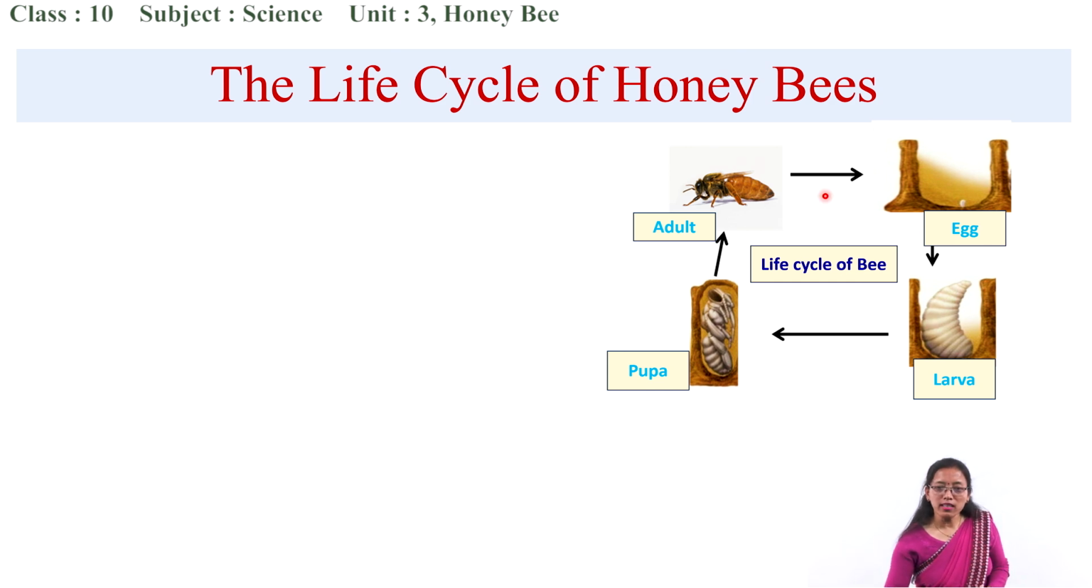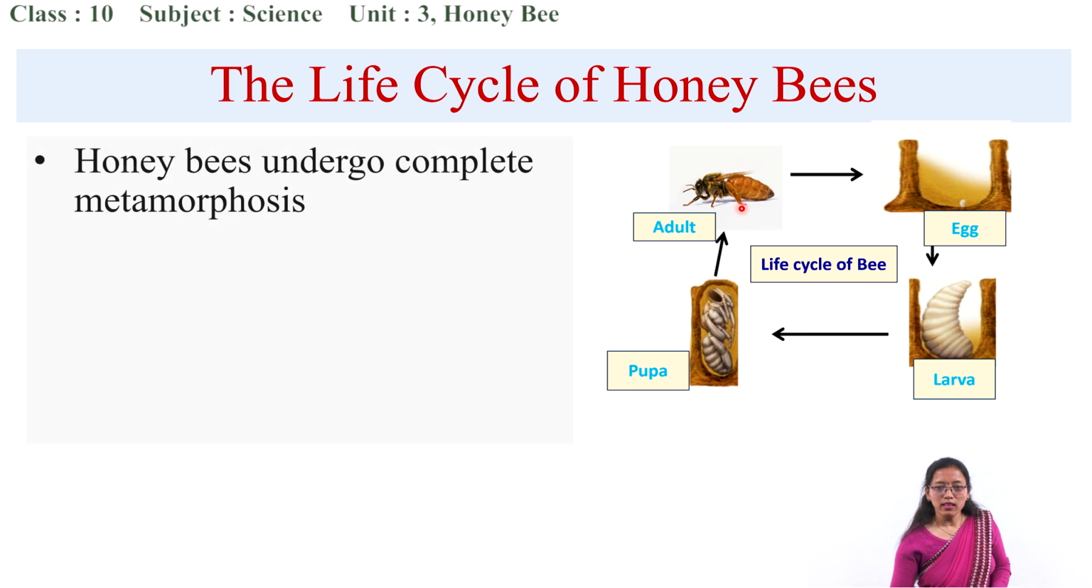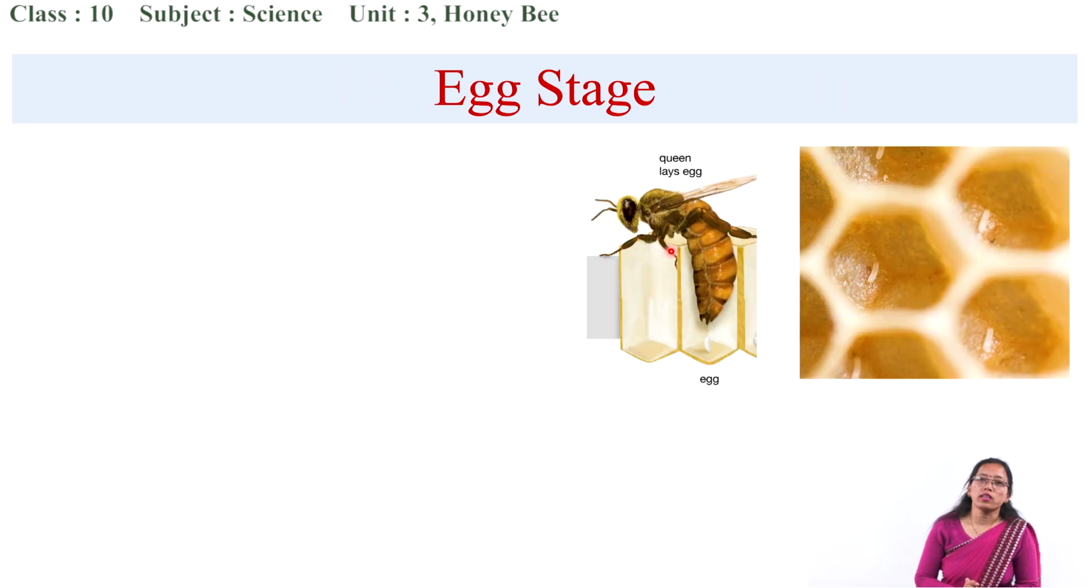Next, the life cycle of the honey bee. Here we can see the stages of the honey bee cycle. First there is egg, egg to larva, larva to pupa, pupa to adult. And the egg stage. What is an egg? Have you seen an egg? Which egg have you seen? Yes, a hen egg.